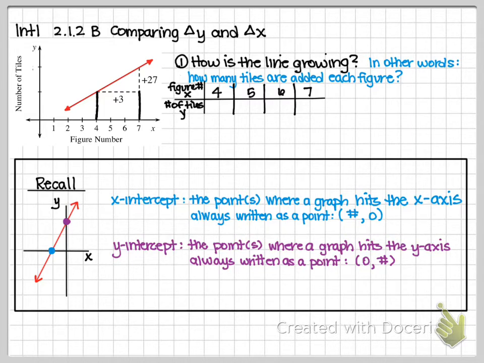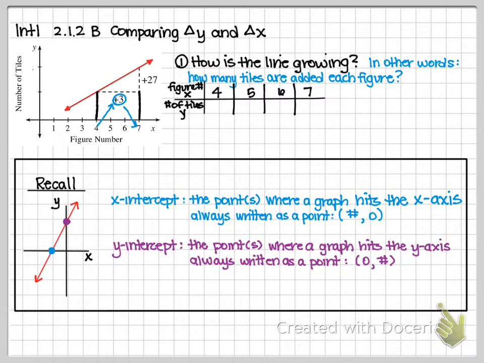So if we take a look back at the graph, I've got this +3 business, which if you take 4, you add 3 to it, you get 7. Okay, so that's good. At least I was able to see where the 4 and the 7 were. Now the next thing I'm trying to do is figure out that +27. Well, here's what I know. I know that from figure 4 to figure 7, my tiles increased by 27. That's about really all I know right now.